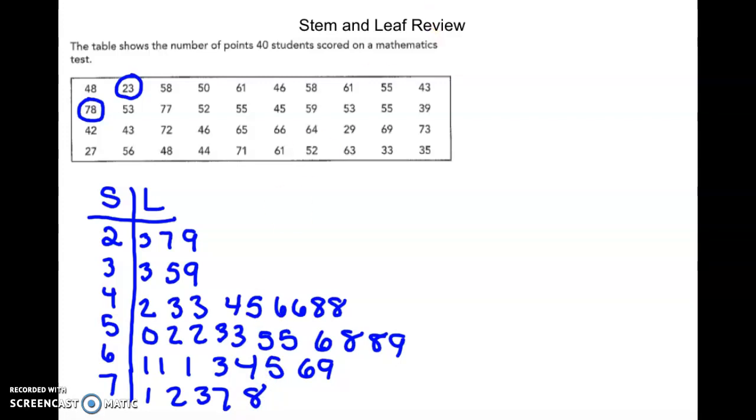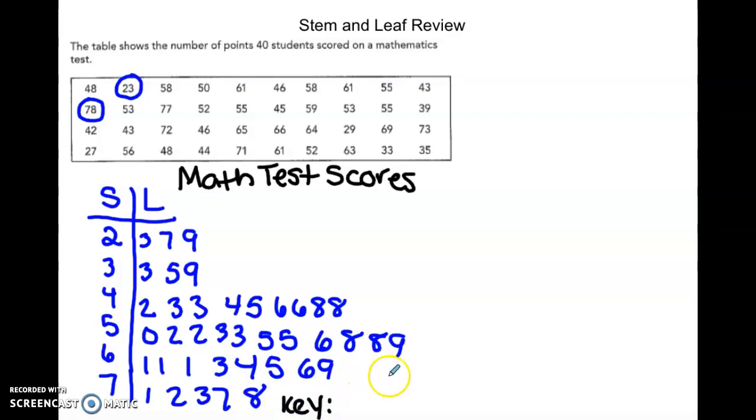So we can make the title of this Math Test Scores, and the key, I kind of don't have room at the bottom, so I'll just put it on the side here. You could pick any number for the key, so say I pick 35, 3|5 represents 35, okay? And then we can analyze our data a little bit.